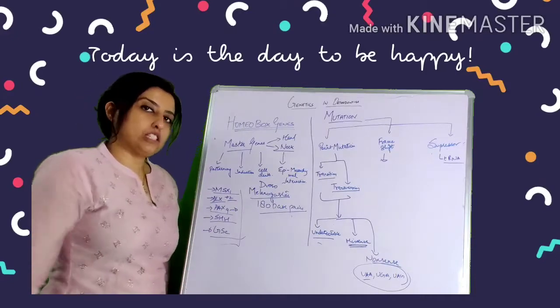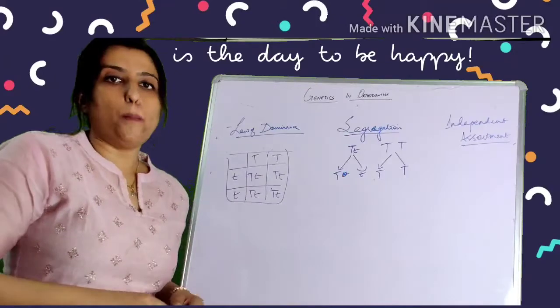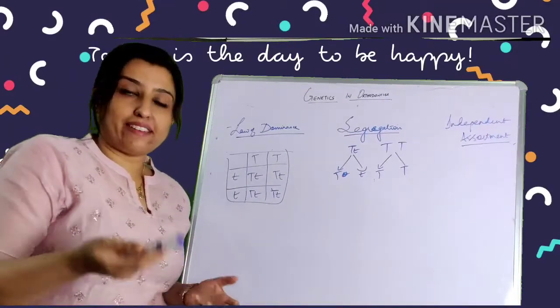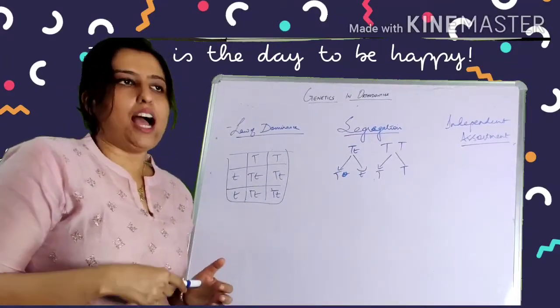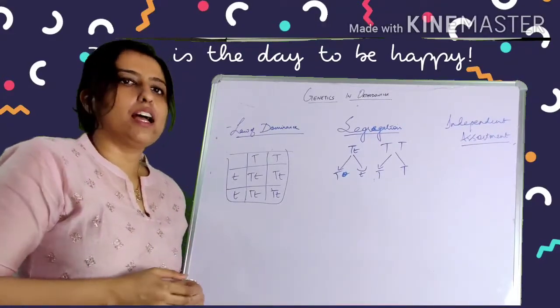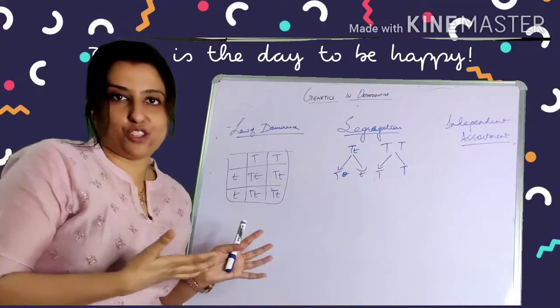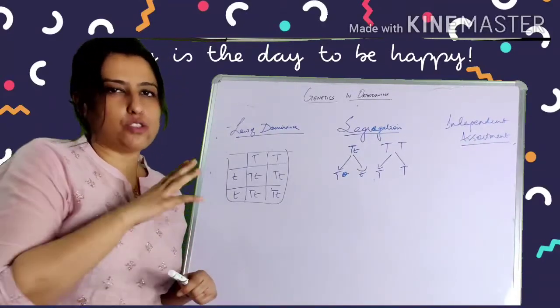Now coming to Mendel's laws, the first law, second law, and the third law. So Gregor Mendel was an Austrian monk, and he carried out studies on pea plants, that is Pisum sativum. And then he had a lot of time, so he came out with the laws for genetics. And there are three basic laws.